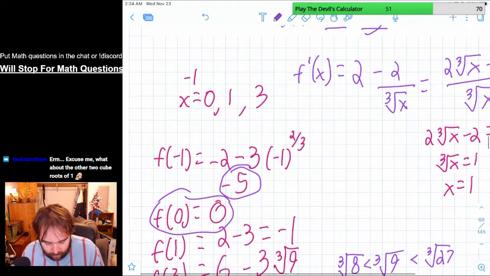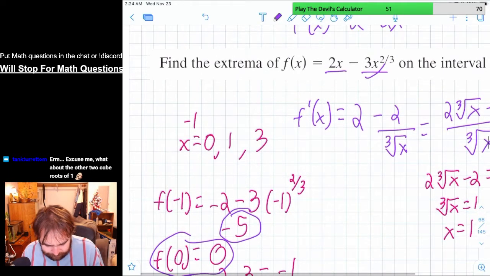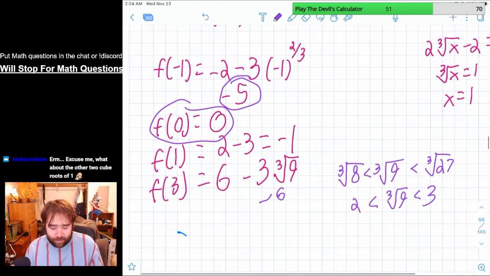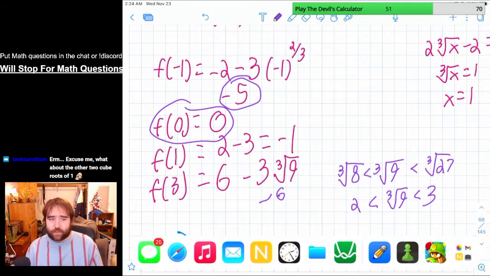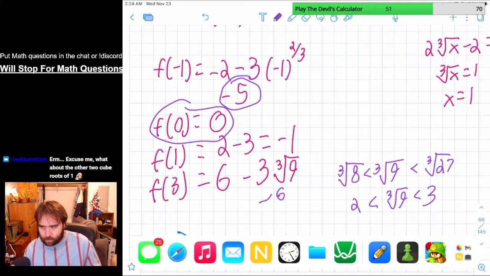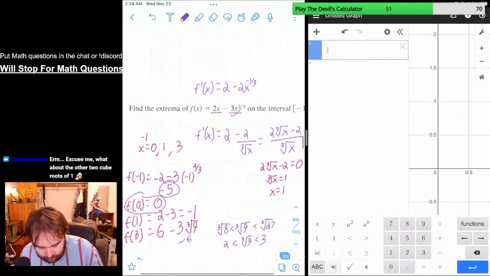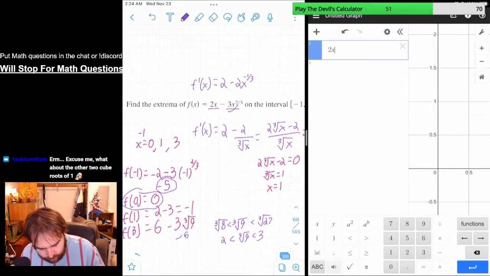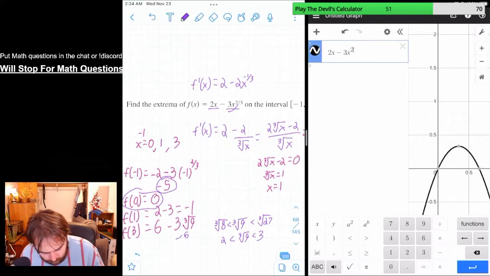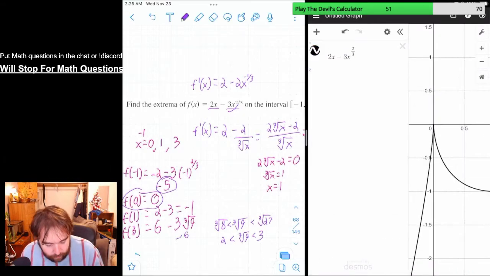Wait a minute. I mean, that's the math we found. Let's look at the graph and see if we made a mistake. So if we look at this graph, it should be 2x minus 3x to the 2/3. Oh, we didn't make a mistake.